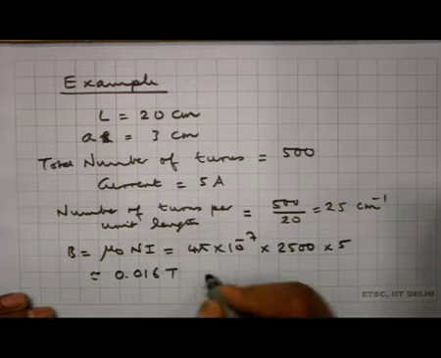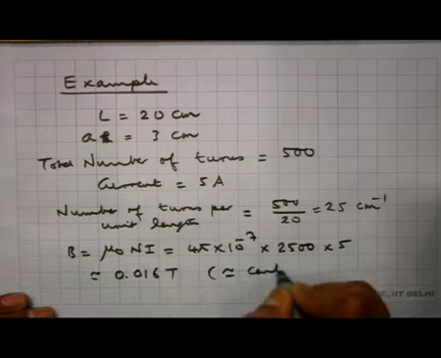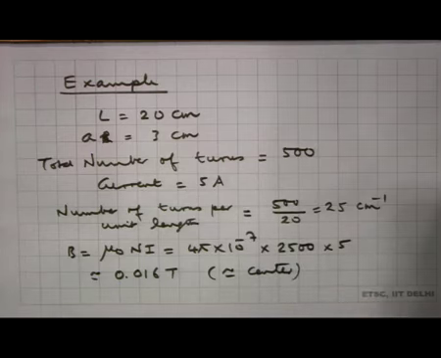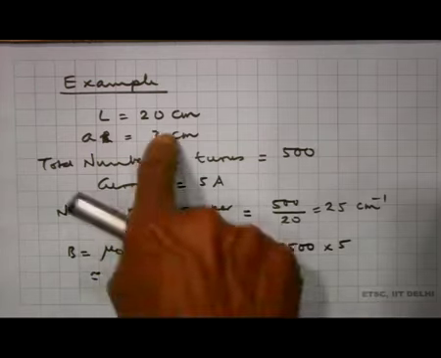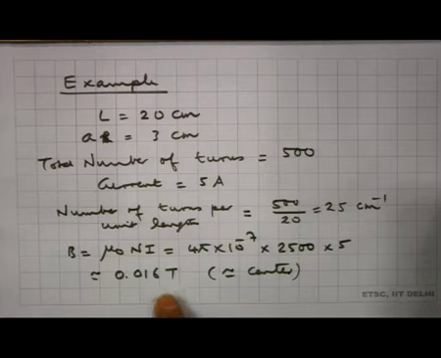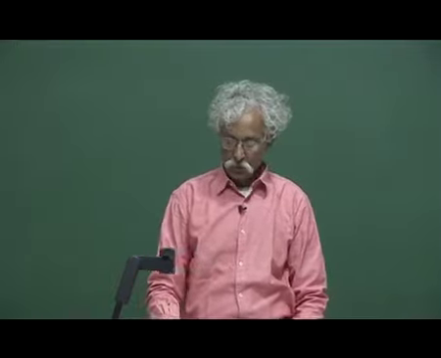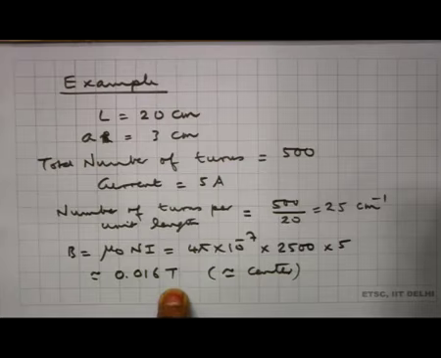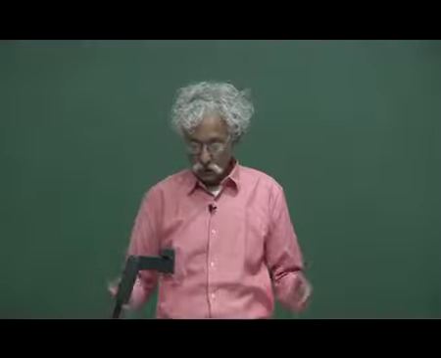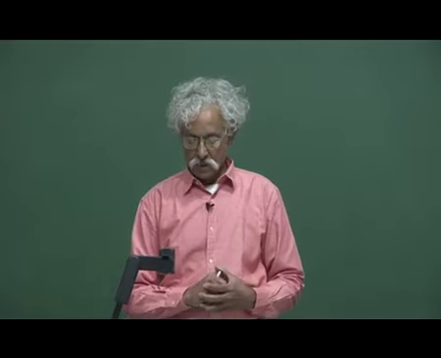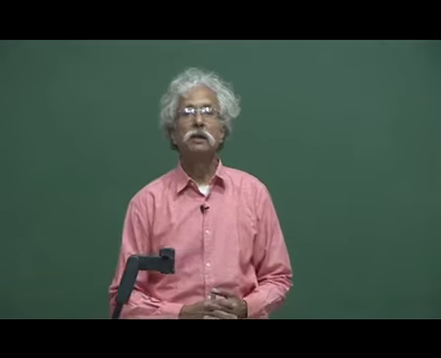So, this is close to the center, because the length is 20 centimeters, much bigger than the radius 3 centimeters. Close to the center the magnetic field will be 0.016 Tesla or 16 millitesla, while at the edge of the solenoid it will be about half of this value, and outside it will keep on decreasing as you move away. So, that gives you an expression for the magnetic field, and a numerical value of the kinds of magnetic fields we can obtain by passing current through the solenoid coil.